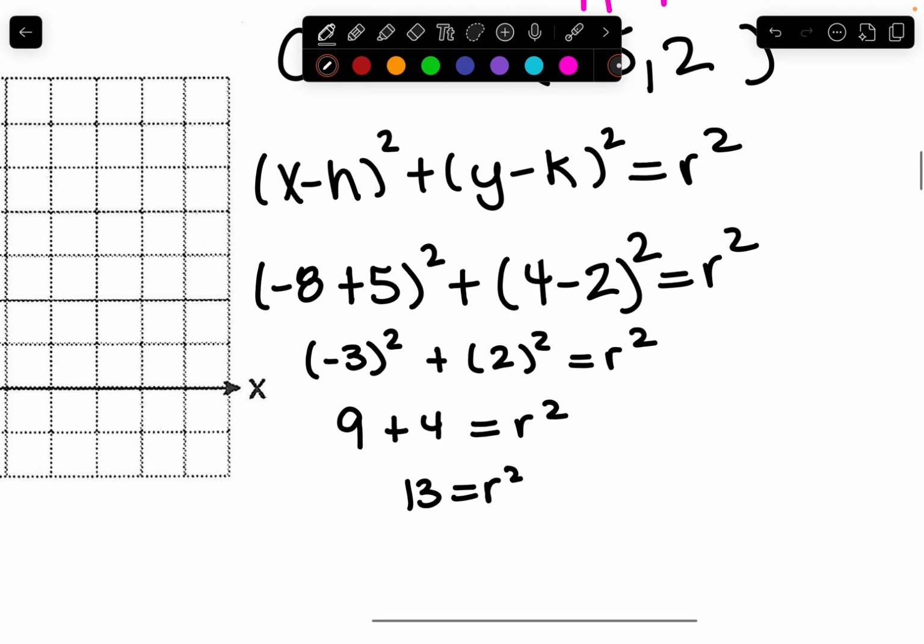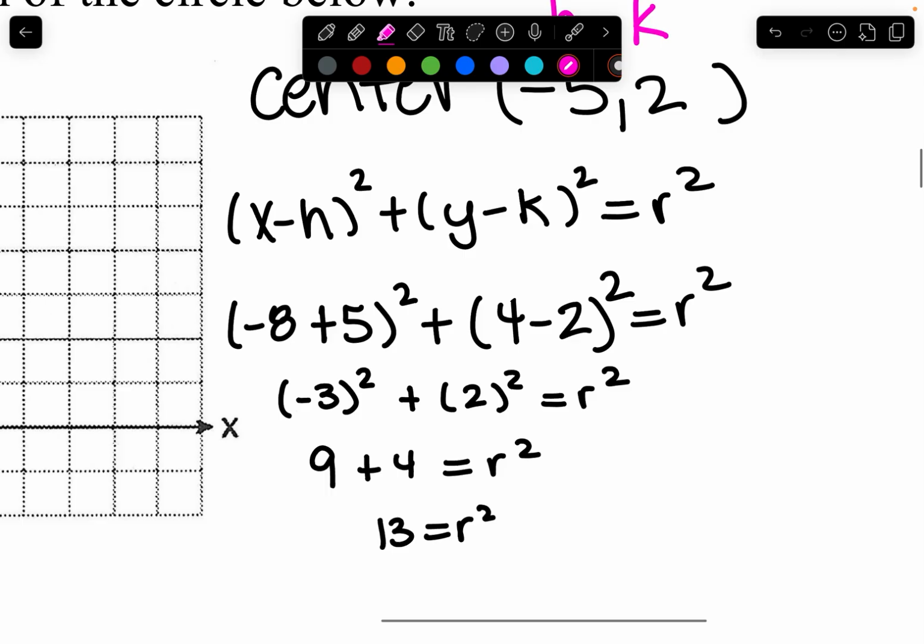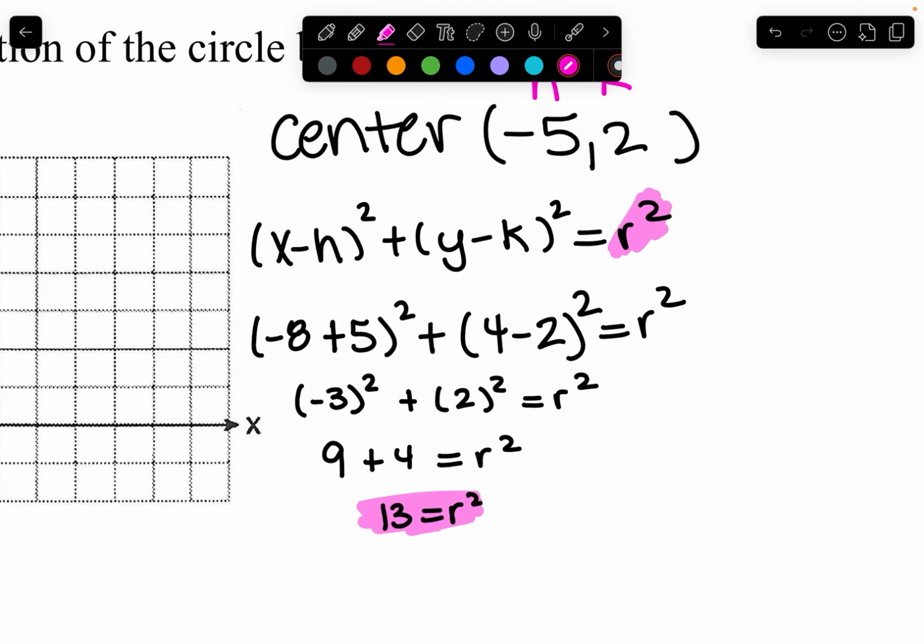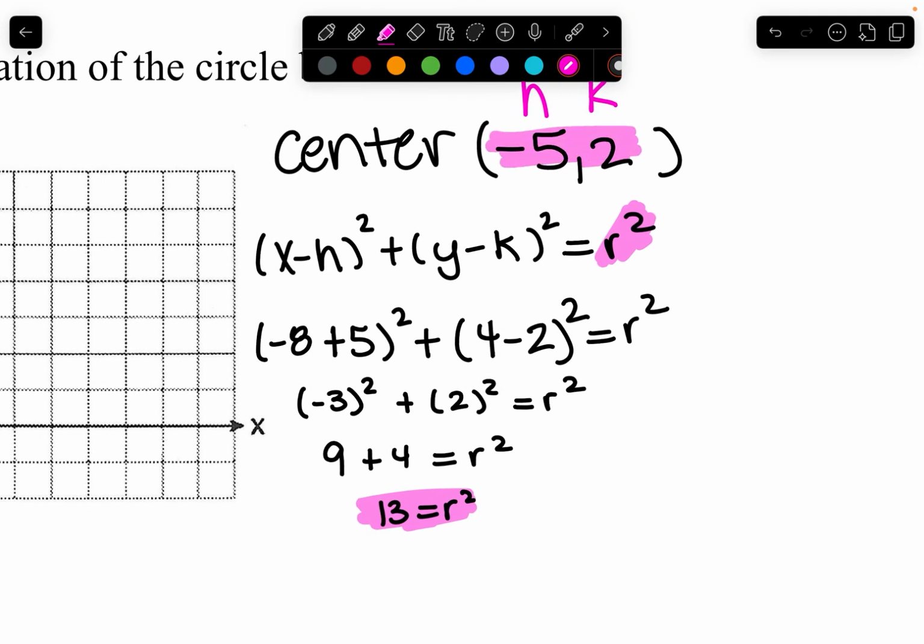Now, at this point, normally when I'm working with equations, I want to square root r squared to find the radius, but remember that our formula is r squared, and I already know what my r squared is, so I'm not going to square root it. I actually don't need to. So now I've got my center, I've got my radius squared, and now I can plug all of this in.